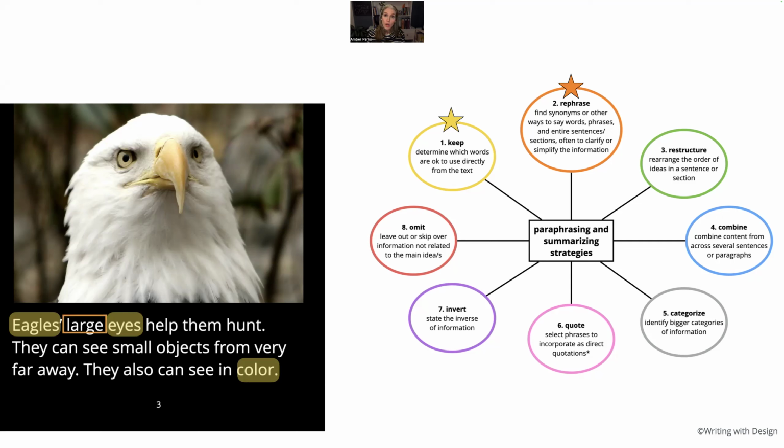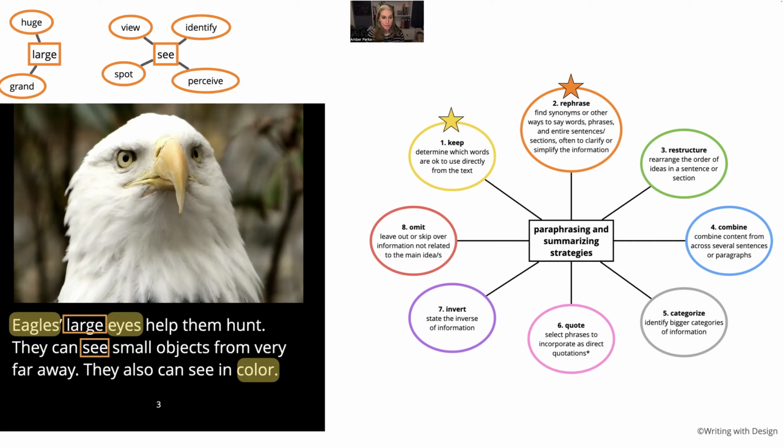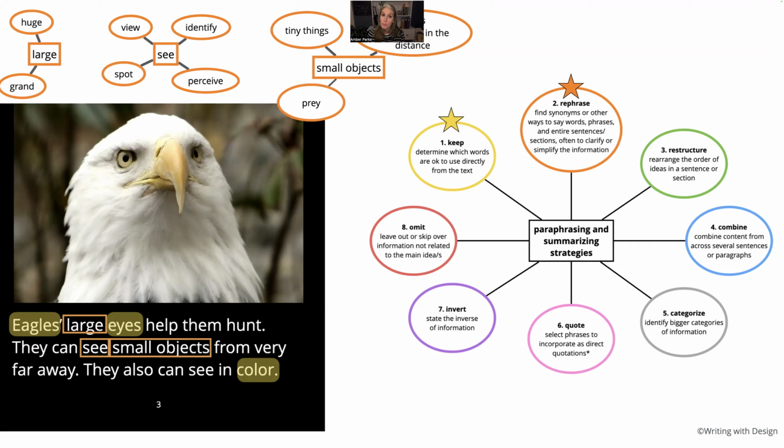Rephrase, let's start with the word large. Well, that has a lot of synonyms. So we want to think about synonyms that are appropriate for the context here of the eagle's eyes. And we don't need a ton. Just two are great. Okay. So for large, we could say huge or grand. And then for see, we could say, well, they identify small objects, they view, they spot, they perceive. Small objects. Well, that could be tiny things, things that are in the distance, and maybe prey.